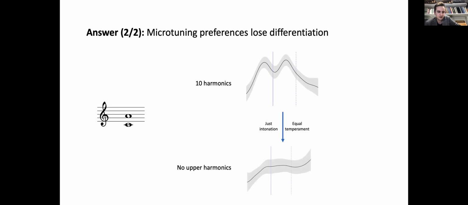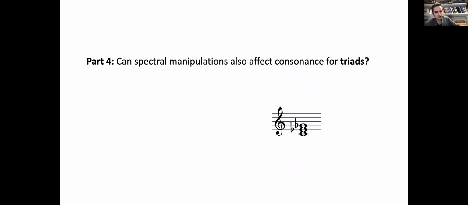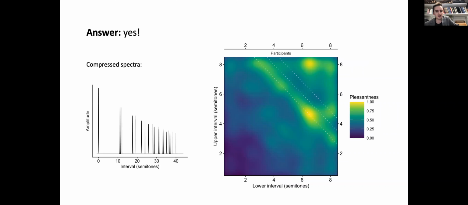And we also ended up identifying these interesting patterns of tuning preferences in the neighborhood of just intoned intervals, this sort of double peak effect. And with these patterns then disappearing once we remove the upper harmonics. And then in the final part, we looked at whether these spectral manipulations can affect consonance profiles for triads. And we found that the answer was yes. So compressing or stretching the tone spectra yields compressed and stretched preferences, respectively, as we see in the following plots.